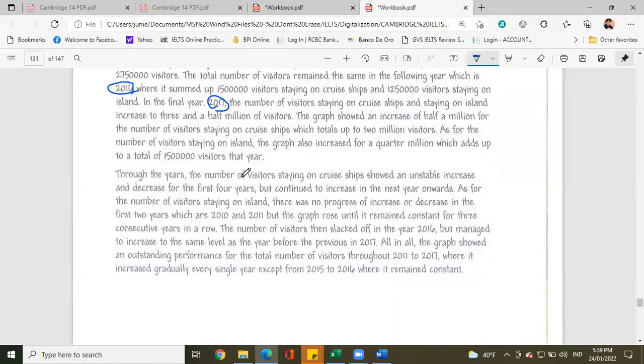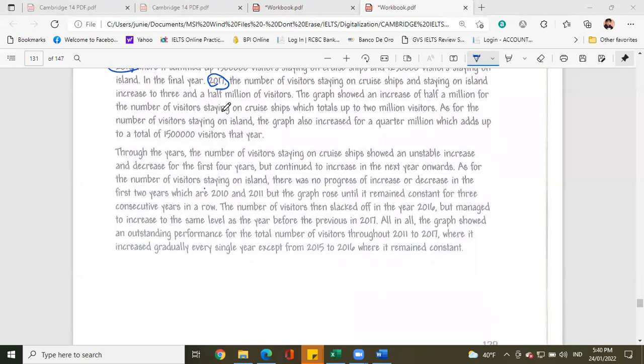Then through the years, the number. Sir Junie, I thought it's just 150 words on this. For this, actually 150 words. You can write more. Kaya lang, of course, that's gonna put pressure on your time. Okay. There's no deduction if you write more. Kaya lang, ideally, you should just write this for 20 minutes.